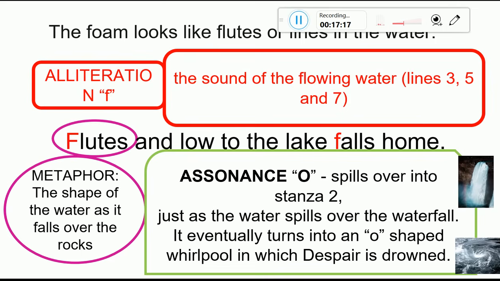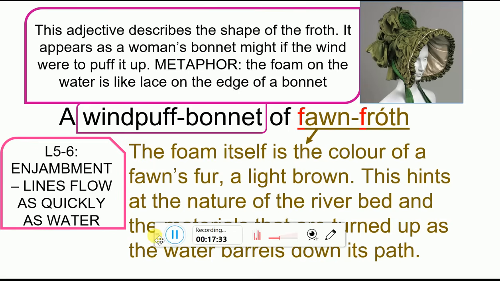Normally we listen to music that serenades one, to calm one down, and that sound connects now to the idea of the water changing its movement, no longer speeding, now finding its home down at the lake. Now in this line there's an interesting use of a metaphor. The same water that now is finding home at the lake, it says a wind-puff bonnet of fawn froth. We are still referring to the very same water in the stream that was flowing down. Now it's finding home at the lake.